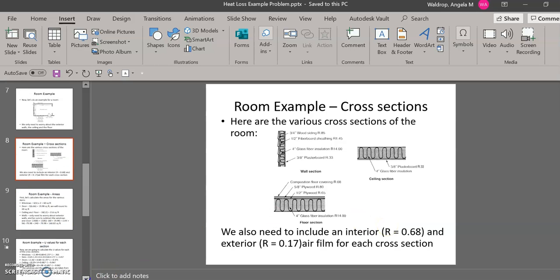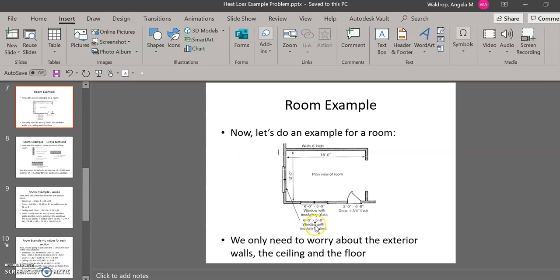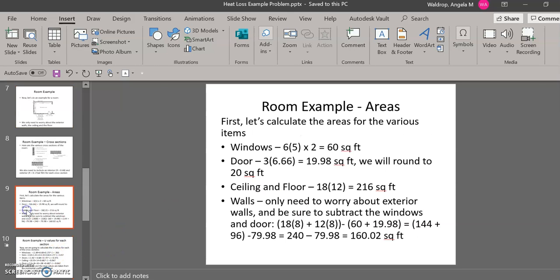Okay, moving on, the first thing we're going to do is find the areas. So with the windows, if you look back at the picture, it says that there are 6 by 5 each window. So I'll go back there and find 6 by 5, and there's 2 windows, so that's 60 square feet. The door is 3 foot wide by 6 and 8 inches high.